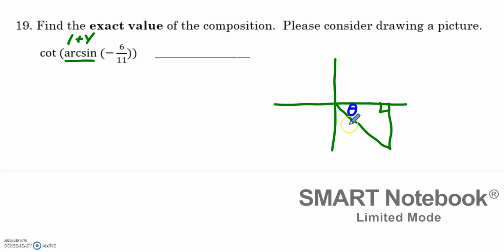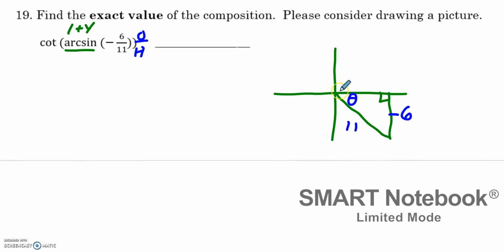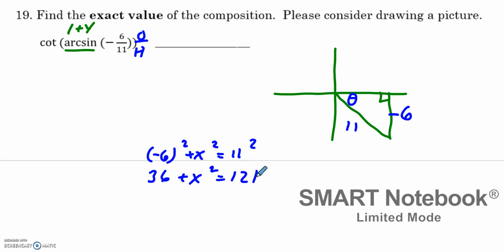Arc sine, again, this helps you figure out what sides of the triangle you're dealing with. Sine is opposite over hypotenuse, which means we have opposite over hypotenuse. The 6 has to be negative because it's going down, or the y's are negative in the 4th quadrant. If I'd like to find the x side here, I'm going to use the Pythagorean Theorem. Negative 6 squared plus x squared equals 11 squared. 36 plus x squared equals 121. If I subtract 36 to the other side, I get x squared equals 85, which means that this value is root 85, and it's positive because the x values are positive in the 4th quadrant.